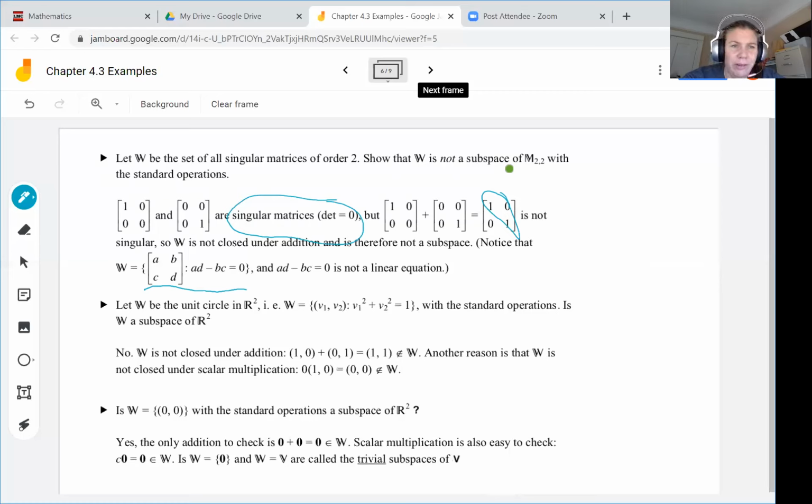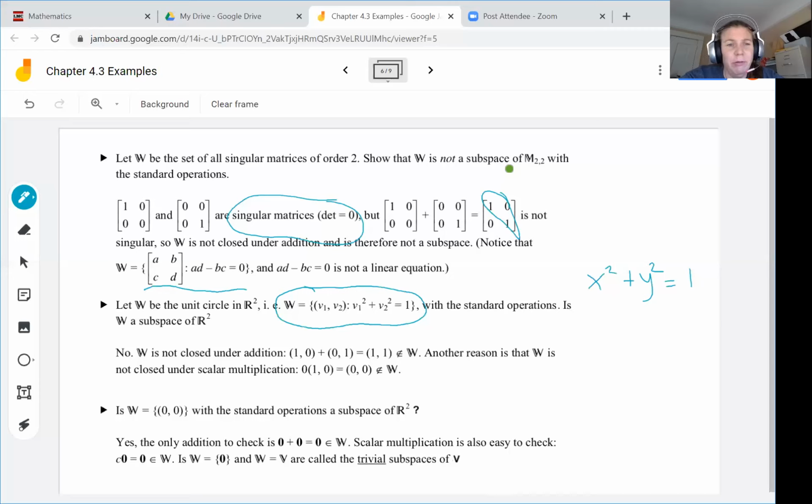All right, on to the second bullet. We're going to let W now be the unit circle in R2. So in other words, we can say symbolically that W is the set of ordered pairs such that the first component squared plus the second component squared equals 1. In our usual notation, we'd say the unit circle is x squared plus y squared equals 1. So here we're just saying V1 instead of x and V2 instead of y. And we're going to have the standard operations.